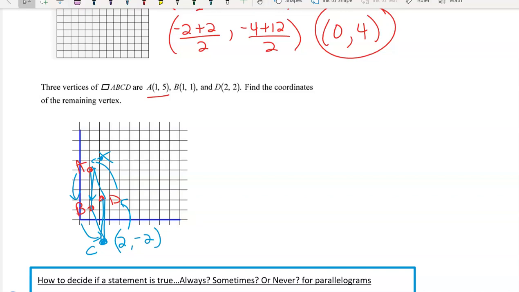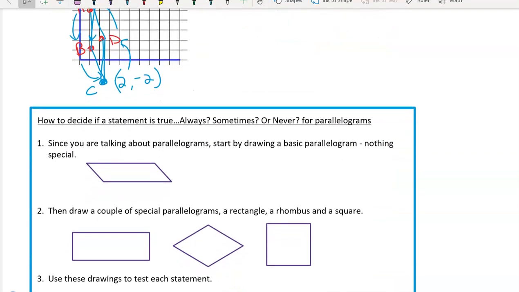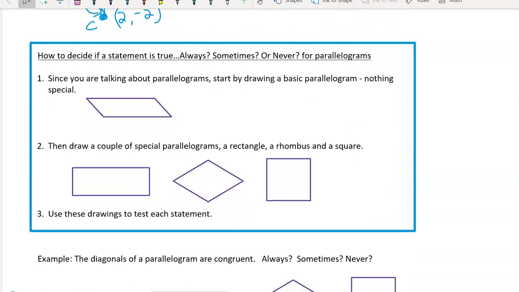Now, the last thing that we're going to talk about here is how to decide if a statement is true, always, sometimes, or never for parallelograms. So this can be one of those tricky things for people. So I want to give you a couple of tips. One is, since you're talking about parallelograms, start by drawing a basic parallelogram, one that's longer than it is tall. And then draw your special parallelograms, a rectangle, a rhombus, and a square. And then you're going to use these drawings to test the statement that you're given.